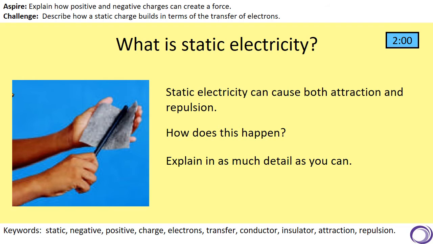Right, I'm going to give you 2 minutes. These questions here will allow you to summarise what we've explained already. So static electricity can cause both attraction and repulsion. So let's just explain how this happens. How do you get attraction? How do you get repulsion? Make sure that you're talking about movement of electrons and what's going on with each one. Okay, 2 minutes.